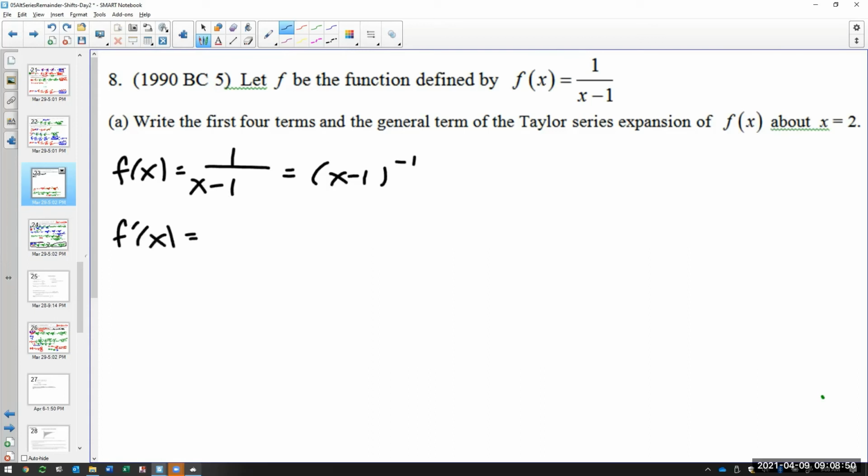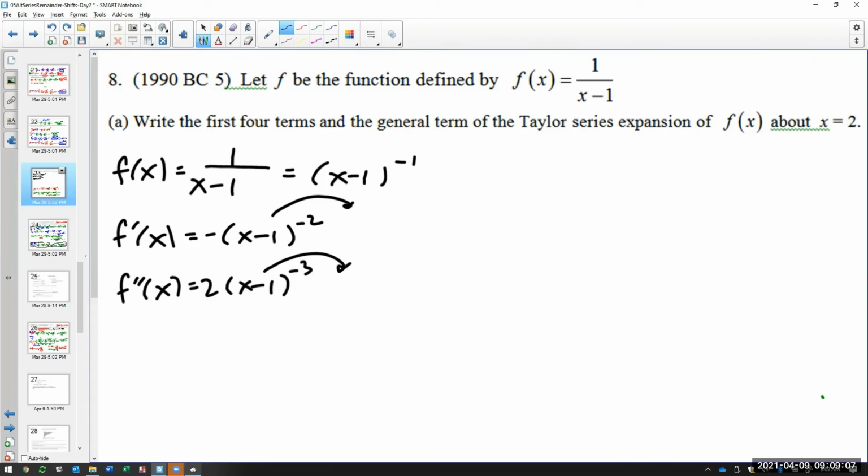So the derivative of that is going to be negative (x minus 1) raised to negative 2. You also have to take the derivative of the inside, but that's just 1. Okay. The second derivative is going to be 2 times (x minus 1), take the power down by 1, multiply by the derivative of the inside, but that's just 1. The third derivative is going to be 2 times negative 3, which is negative 6, (x minus 1), take it down by 1, multiply by the derivative.